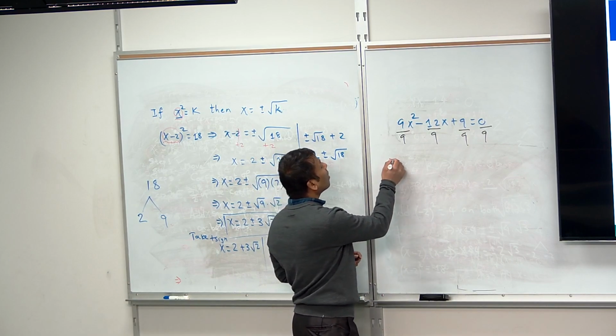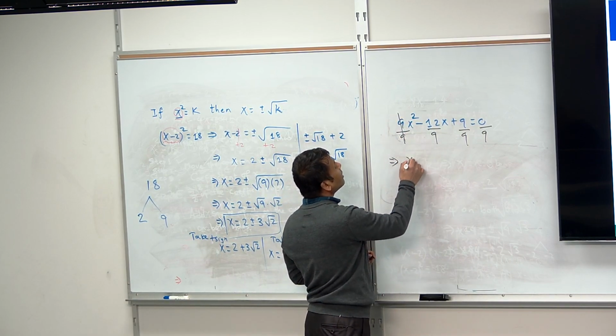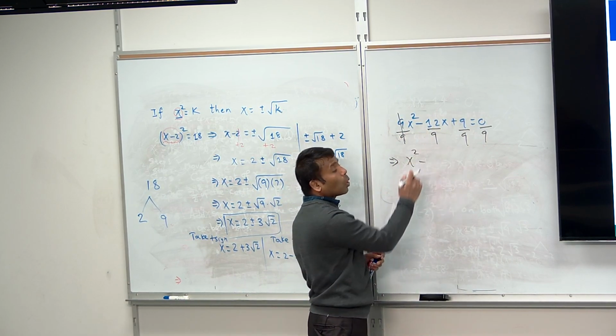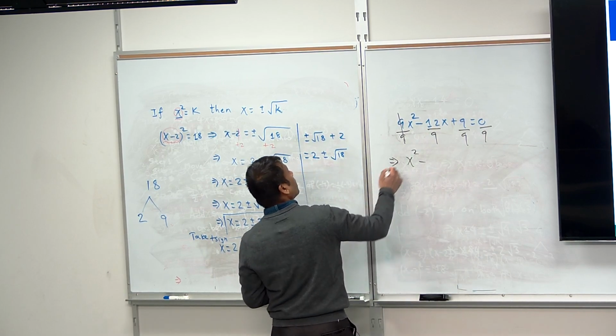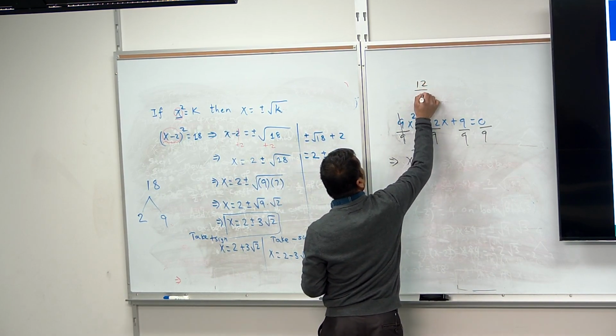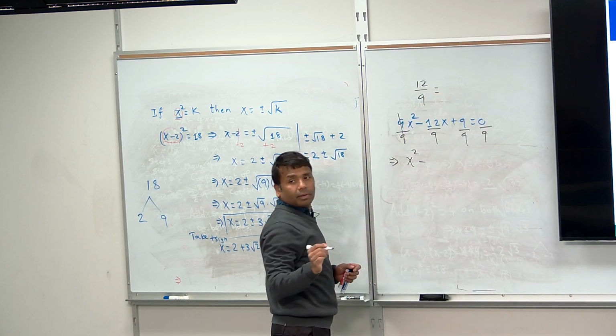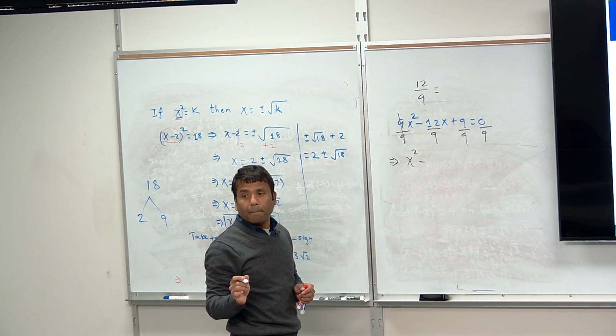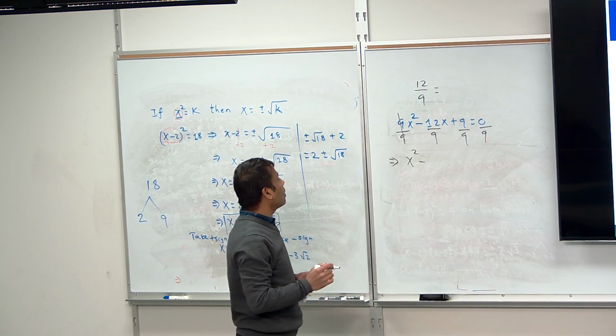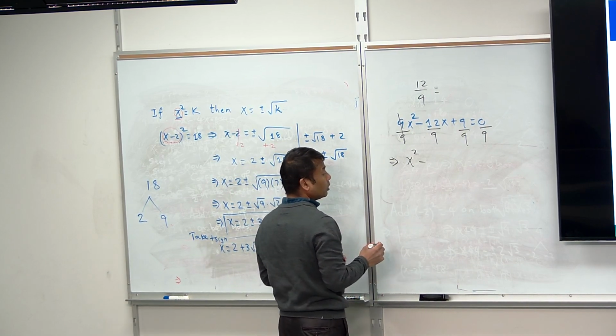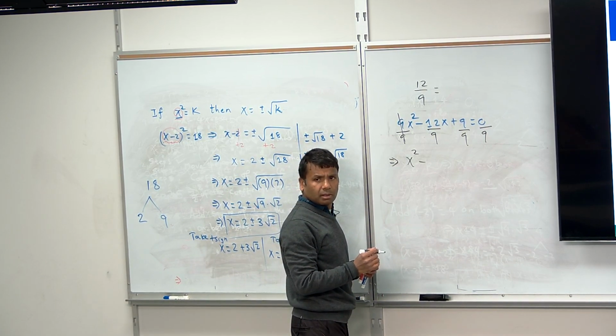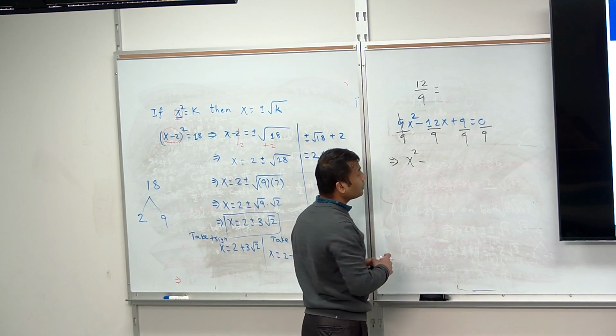So now, this 9 cancels, so you have x squared minus... What is the lowest term of 12 over 9? You know the lowest term, right? Or the simplest form, whatever.